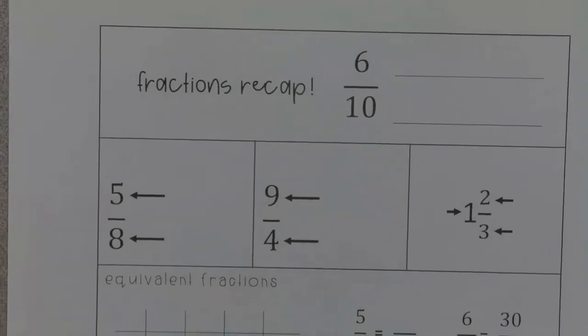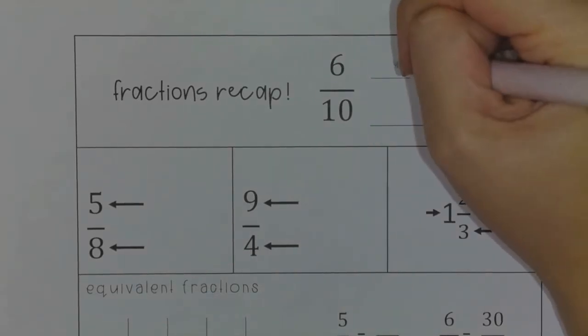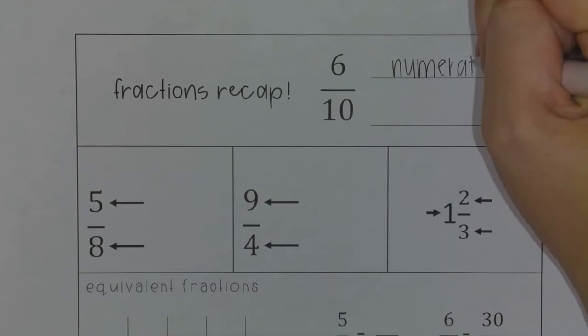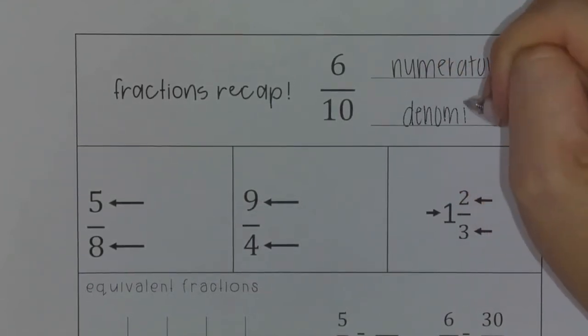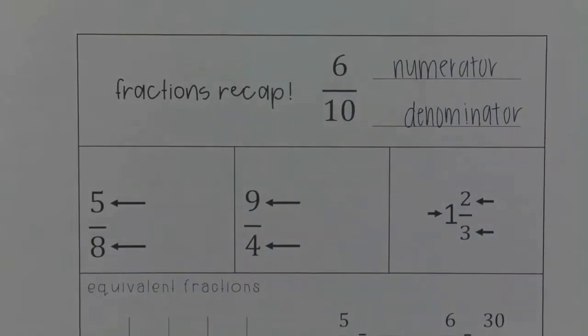All right, our fraction recap today. So we've got our fraction right here. Just a quick reminder that we call the top number in a fraction the numerator, and the bottom number in the fraction is called the denominator. We'll use those words a lot as we are talking about those fractions, so it's a good thing to know what the numerator is, what the denominator is, and be able to use those frequently.